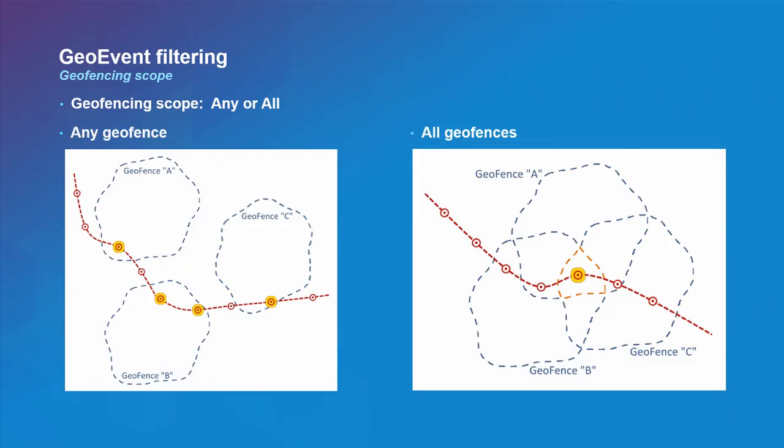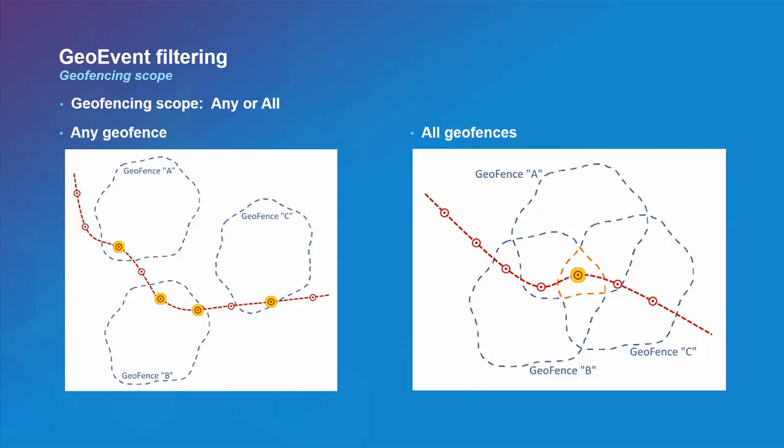Taking a look at this in graphics, the highlighted points on the left intersect any of the three geofences. On the right, if I wanted to intersect all of the geofences, of course the geofences would have to overlap because there's only one point that simultaneously intersects all three geofences.